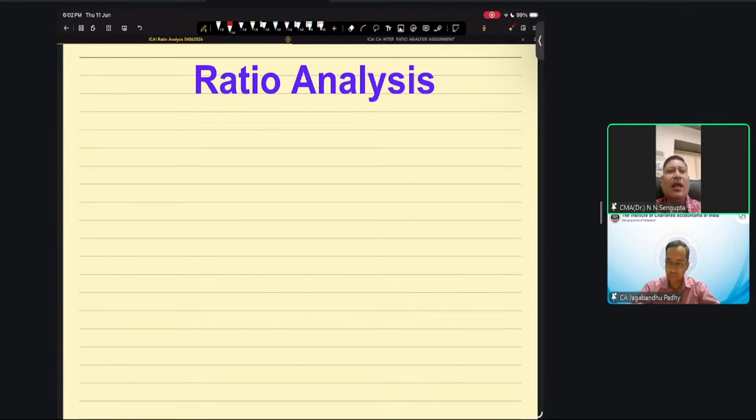It's a very critical chapter, ratio analysis, from the examination point of view, and otherwise also from the financial management point of view, because we understand how the company's financial position is. So we can find out whether the company is doing well or having certain difficulties.